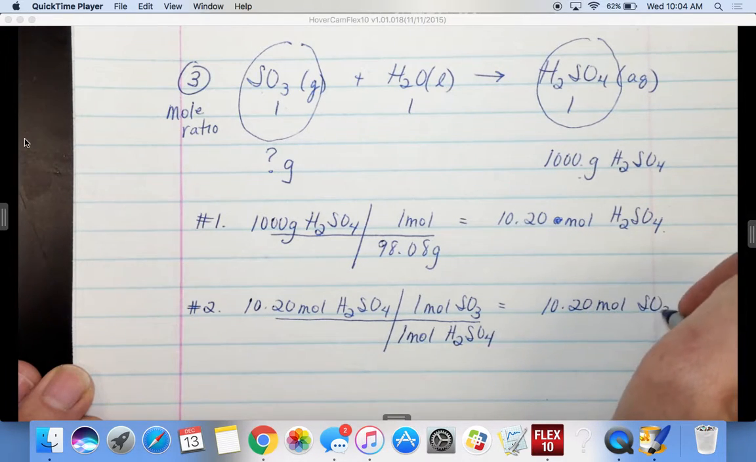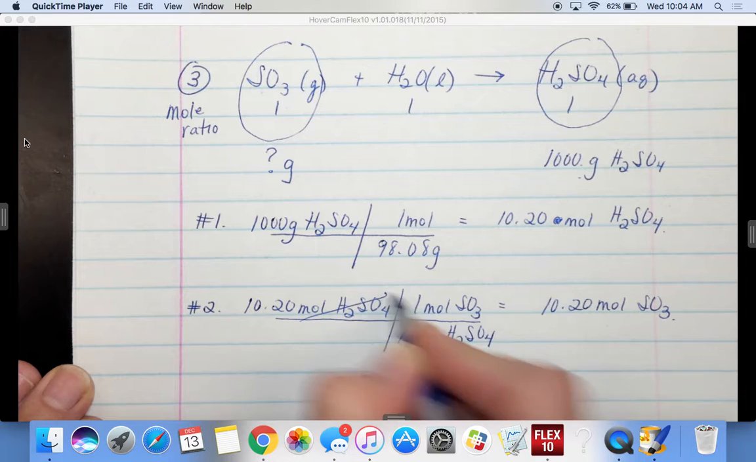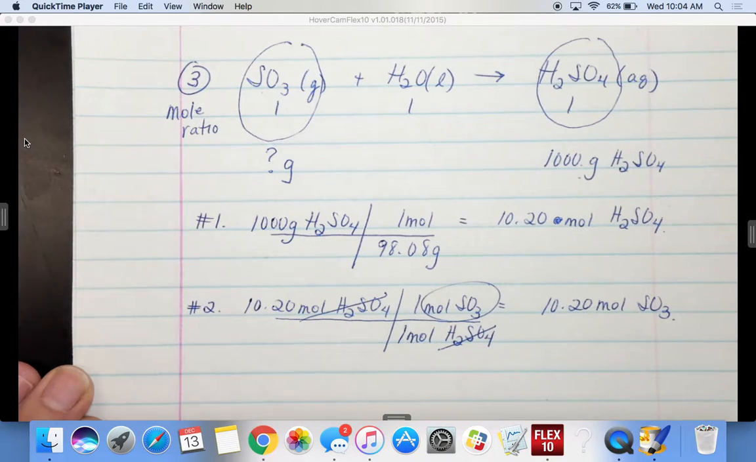So this is allowing us to go from the moles of the sulfuric acid to the moles of the sulfur trioxide. And you may be thinking, oh, I don't know why I have to write this out because it's just 1 to 1. Well, you have to show your work. You have to show the conversion from one substance to the next.